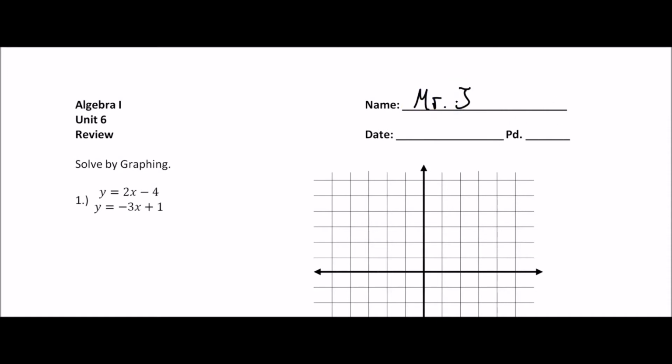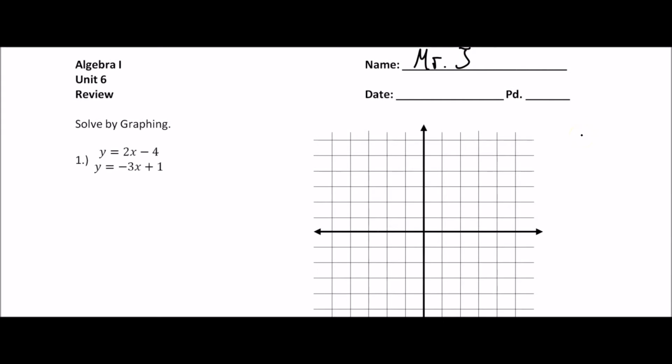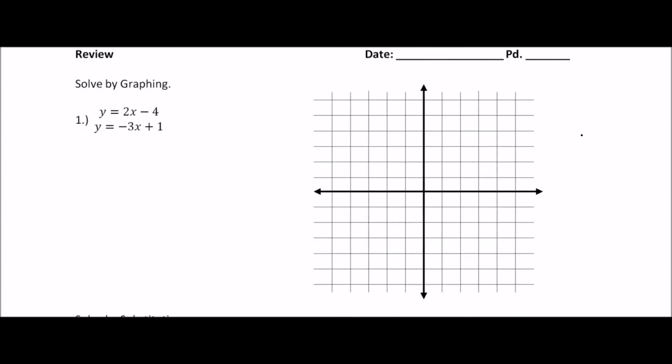If we take a look at this first one, we want to solve by graphing. Remember, anytime we're looking at a system of equations, especially from the perspective of a graph, whether it's a system of equations or system of inequalities, we're looking for the overlap between the two things. For a system of equations, that overlap is a single point. So we're looking for that single point of intersection, that one thing that they have in common.